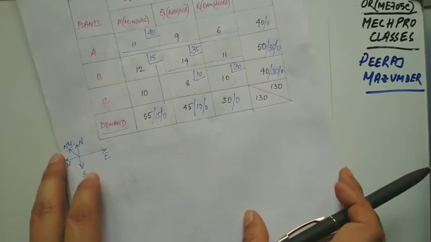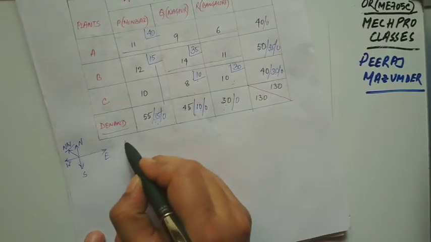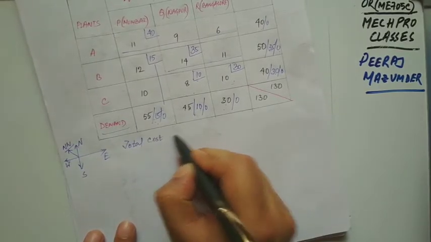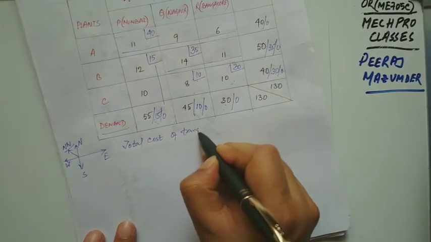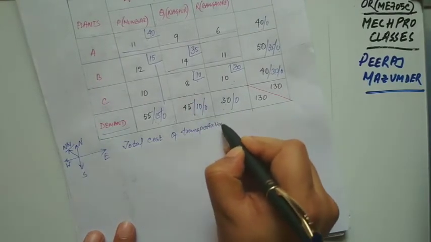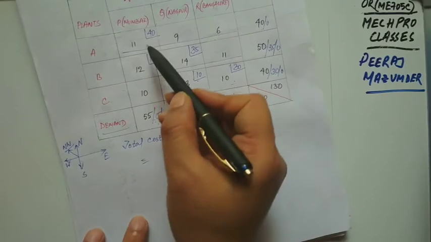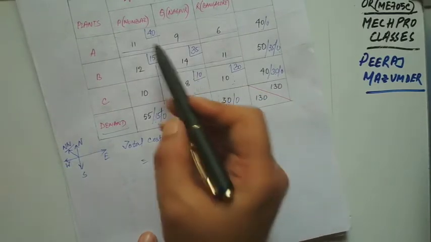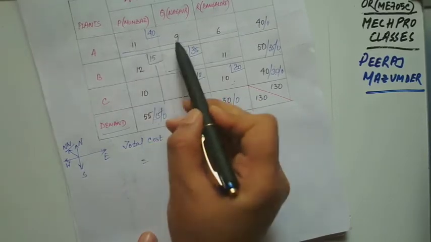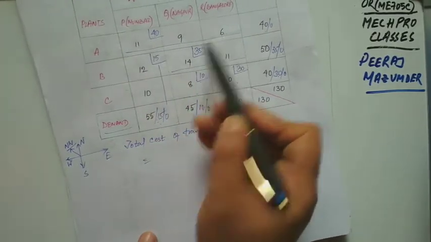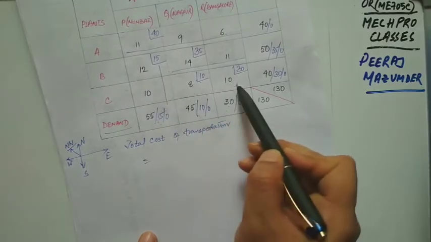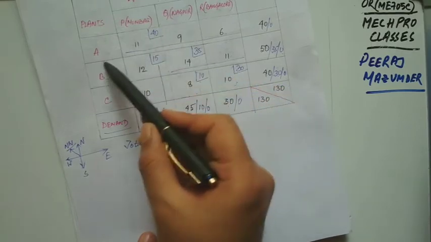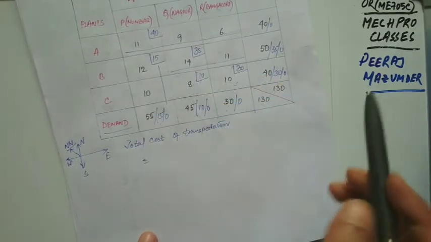Now we have to calculate the total cost. As we earlier had done in our previous videos, we have to calculate the total cost of transportation. And what is the method to calculate? Simple. You have to find the allocated cells, and we have to multiply the unit cost. This denotes unit costs, 11, 9, 6, 12, 14, 11, 10, 8, 10. These are the unit cost to transport from A to P or A to Q or A to R or B to P likewise. Okay.